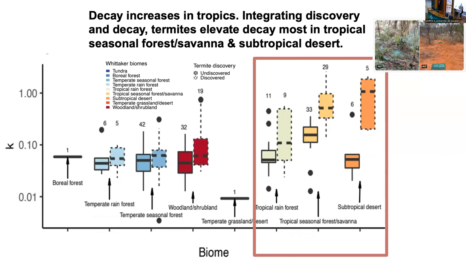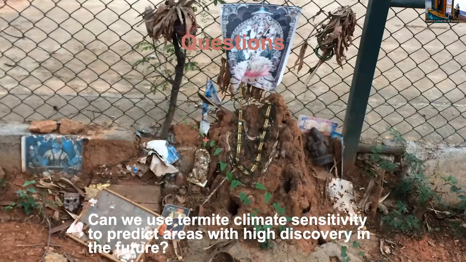And what you can see is that when you add in termites, anywhere they're found, they always elevate the rates of decomposition. Where they elevate it the most are these drier sites, so the subtropical deserts and the tropical seasonal forests and savannas. So interesting, we've said something about how microbial decomposition and termite decomposition is affected by temperature and moisture around the world.